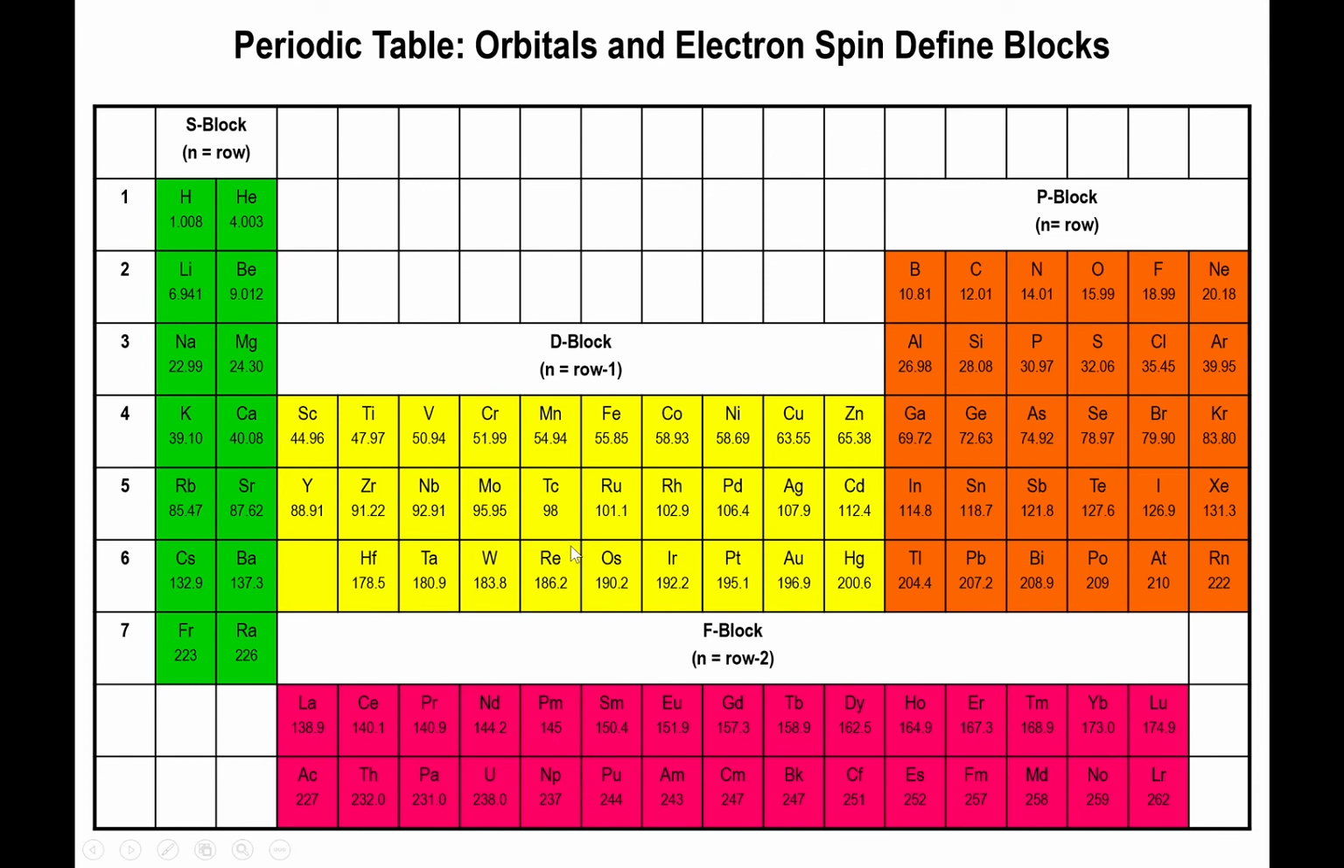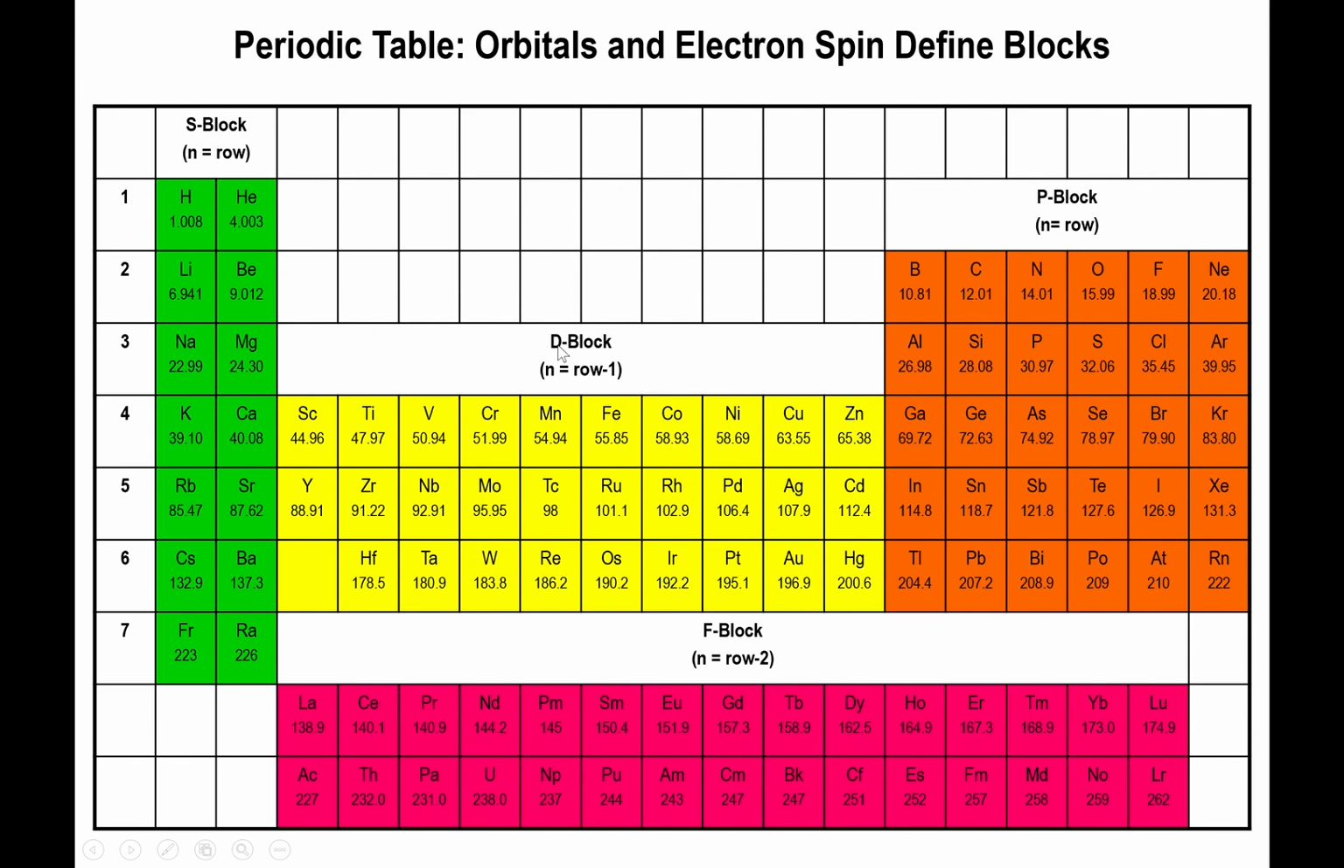Notice that groups 1 and 2 are highlighted in red. This is called the S block. The transition metals are highlighted in yellow, and this is known as the D block. All of the elements here on the right side are known as the P block, and the elements down here are known as the F block. Now, the energy level itself, the number of the energy level, is associated with the row number. Specifically, for the S block and the P block, the row number is literally the value of the energy level.